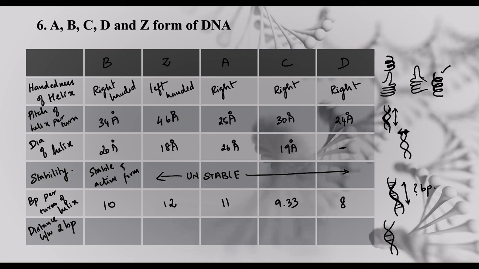So this is the DNA. For example, consider this is the two base pairs. So between that, what is the distance? Okay, so this B form has 3.4 Angstrom, and Z has 3.8 Angstrom, and A has 2.5 Angstrom, and C has 3.3 Angstrom, and finally D has 3.03 Angstrom. Okay, so these are the different forms of DNA, and these are the differences between all the forms of DNA. Fine. Let's move to the next.